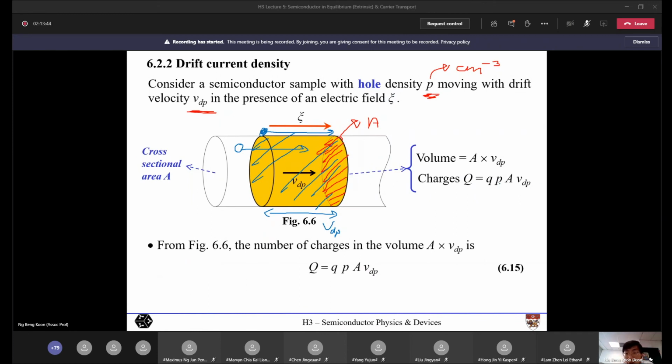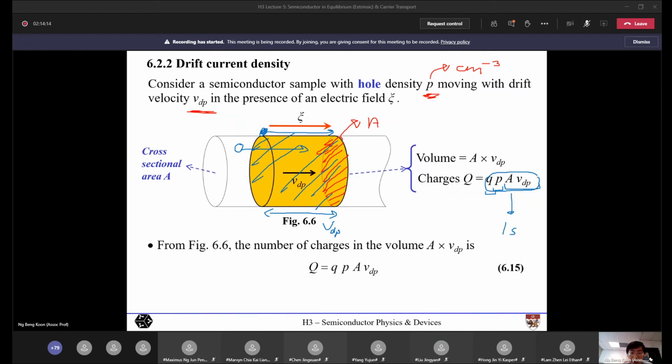So it's basically these few parts. The volume multiplied by the hole density tells you how many holes are present in this cylinder that will pass through the area. But to find current, we want to know the amount of charge that flows through this cross-sectional area. So we have to multiply by Q as well. This gives us the total amount of charge that will flow through that cross-sectional area A in 1 second.